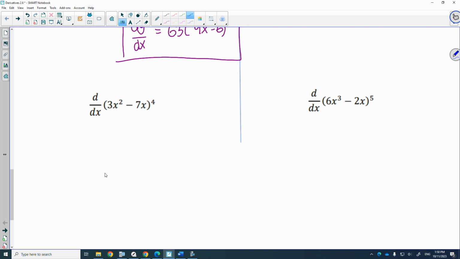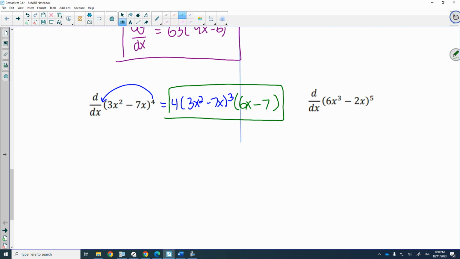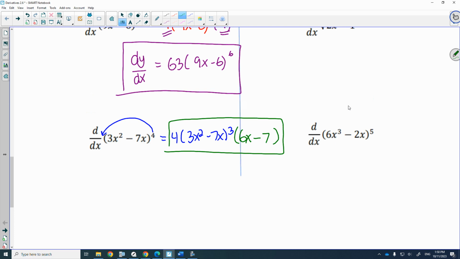Okay, let's do this one. So take the derivative of this function with respect to x. So 4, 3x squared minus 7x, power of 3, times the derivative of the inner function. Kayla, what's the derivative of the inner function? That's right, 6x minus 7. And that would be my answer. That's my derivative. I can't simplify anything.